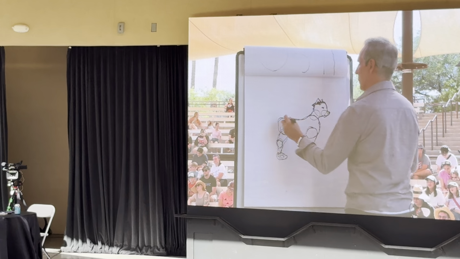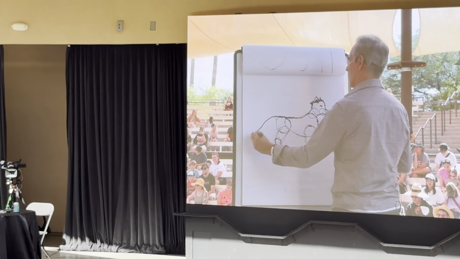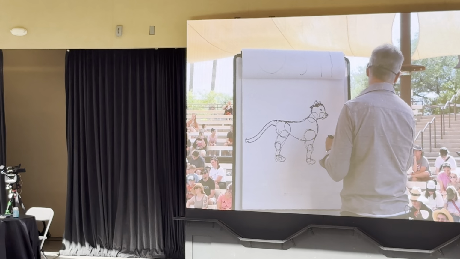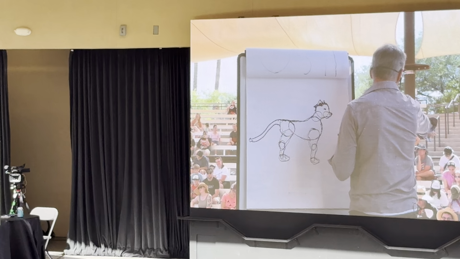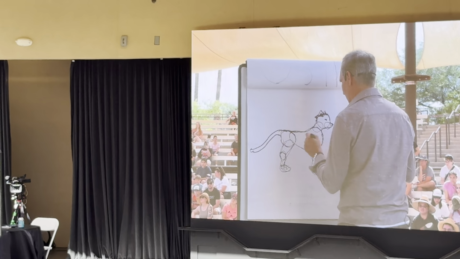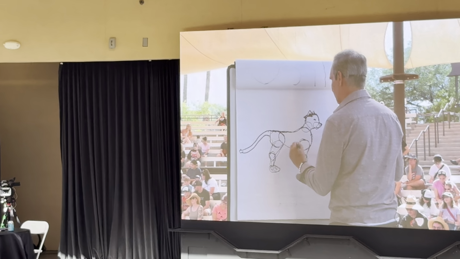It's going to come up in here, and then it's going to have a big, long tail. And then, what does the cheetah have? What does the cheetah have? Your favorite animal? Yes, spots. You're going to have spots on it. And then you put your spots on it.